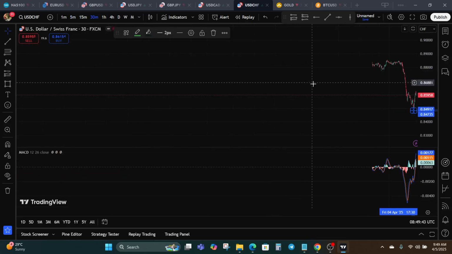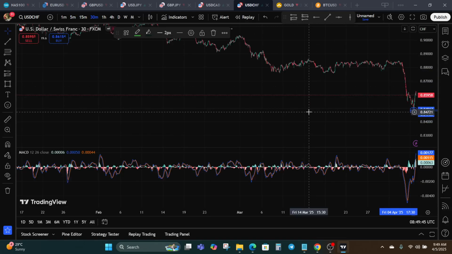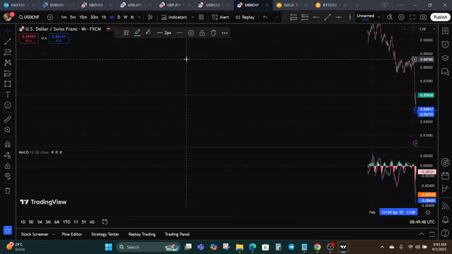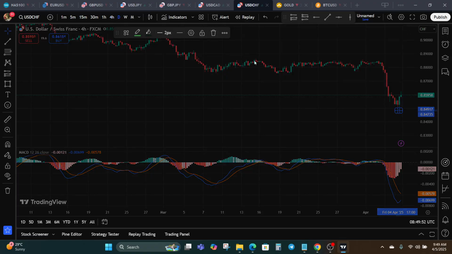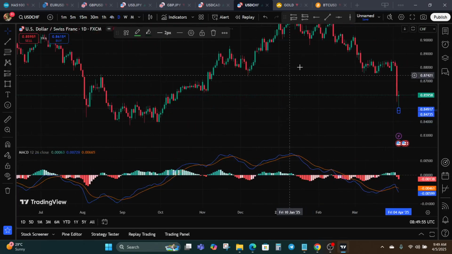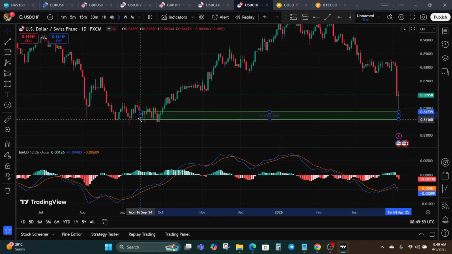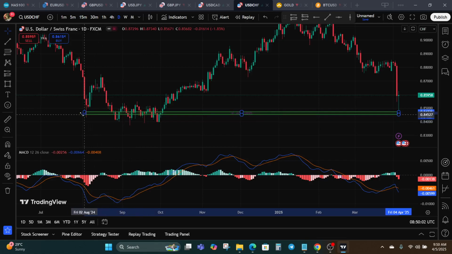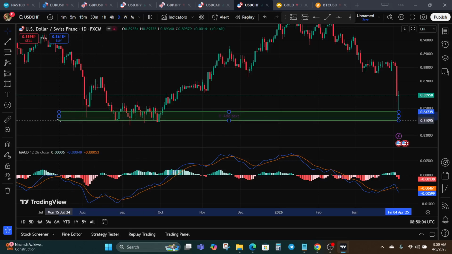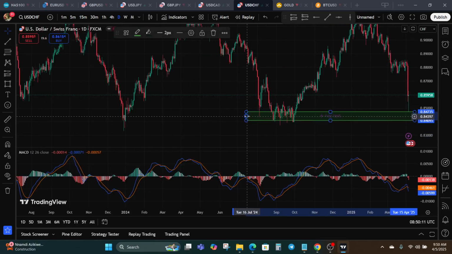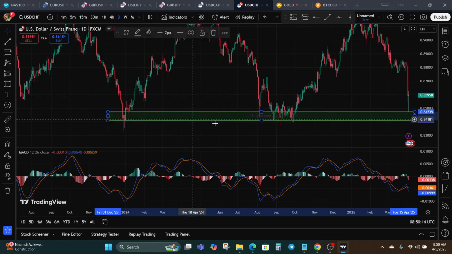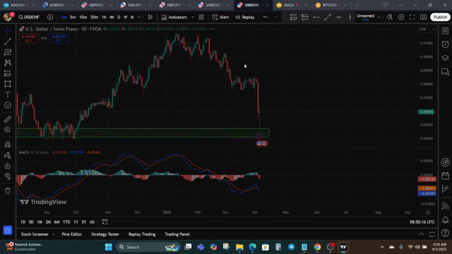Let's go to a higher time frame to show you something. You can see that this is actually a support zone. Can you see that? That's exactly what I wanted to show you. So you can see that this is a support zone. Let's go back to our 1-minute chart.